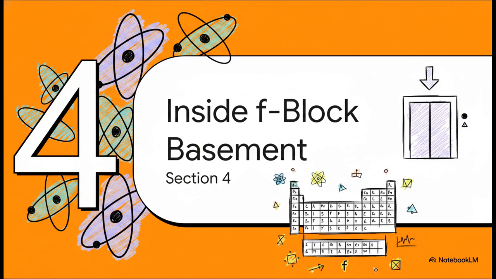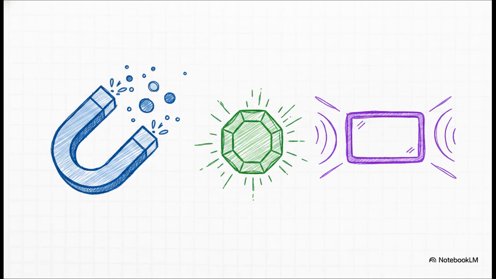Section 4, inside the F-block basement. Down in the basement, we first run into the lanthanoids, also known as the 4f series.